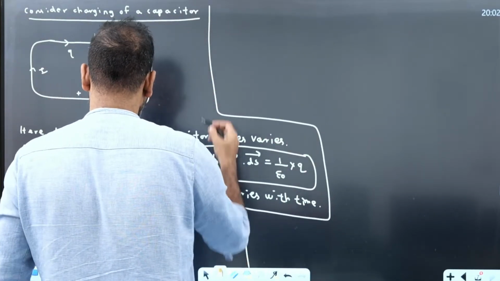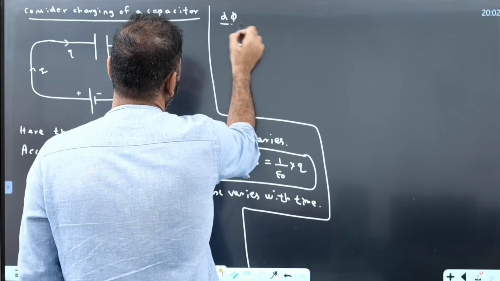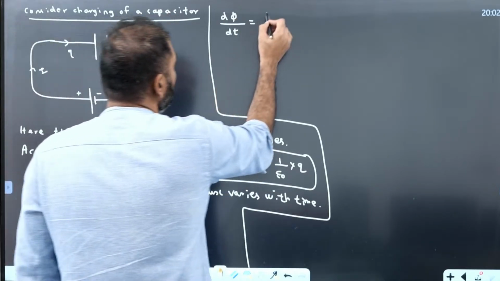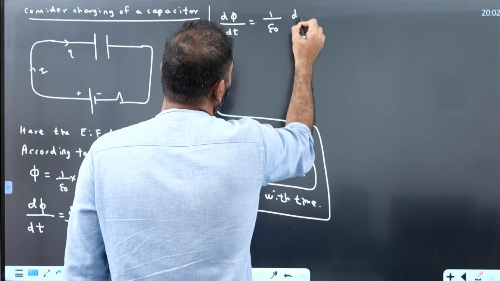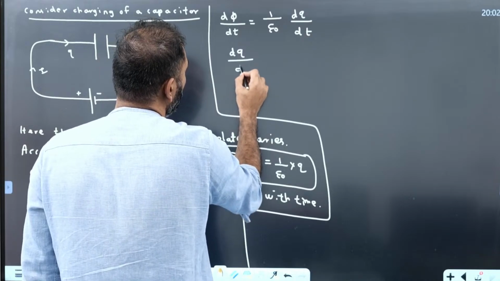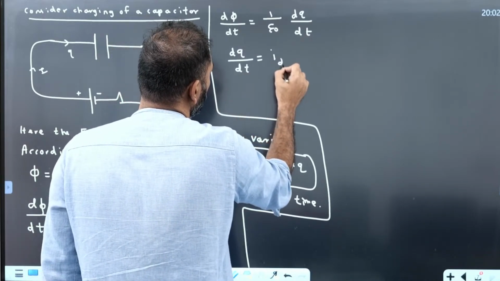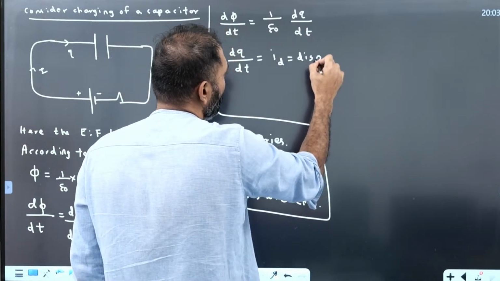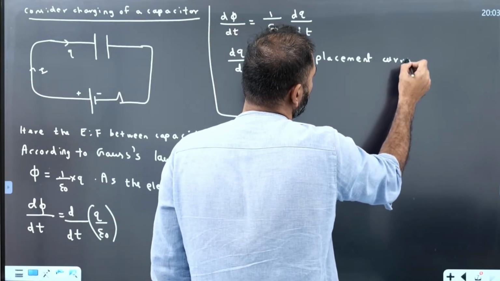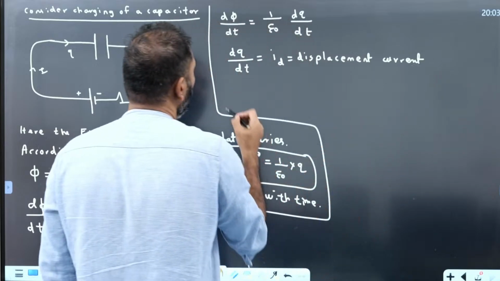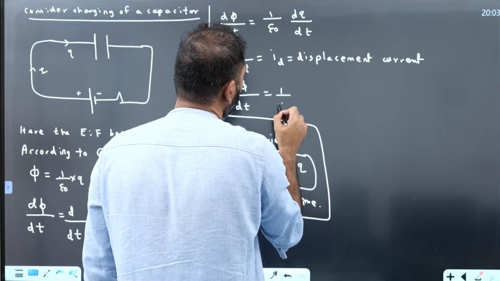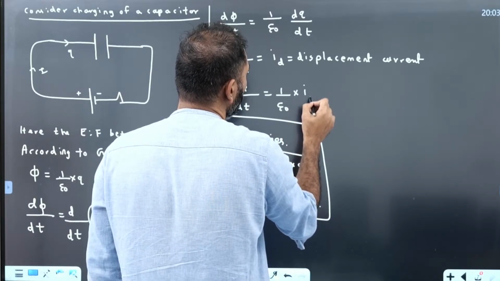d phi by dt is equal to, epsilon naught is a constant, 1 by epsilon naught is a constant. So 1 by epsilon naught dq by dt. What is dq by dt? Displacement current. dq by dt is displacement current. So d phi by dt is equal to 1 by epsilon naught I suffix d.